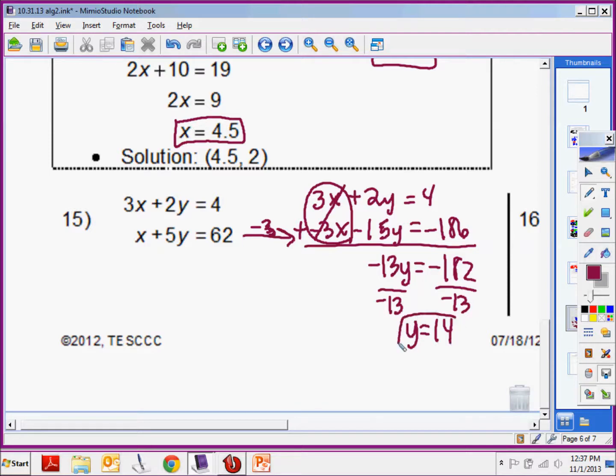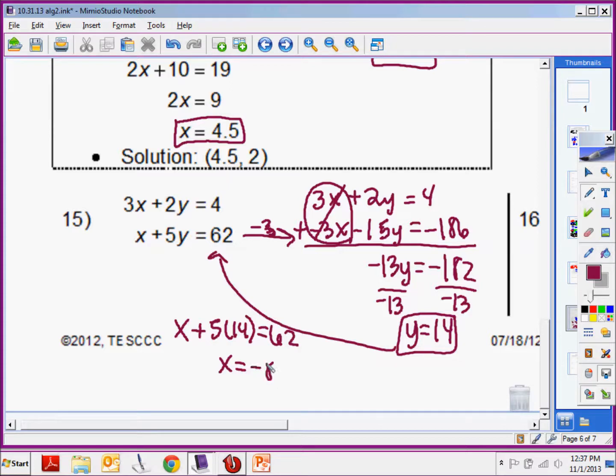There you go. So I have my y, so can I solve for my x? What would be the easier one? The bottom one. So I have x plus 5 times 14 equals 62. So x must be what? Negative 8. There you go. So my solution would be negative 8, 14.